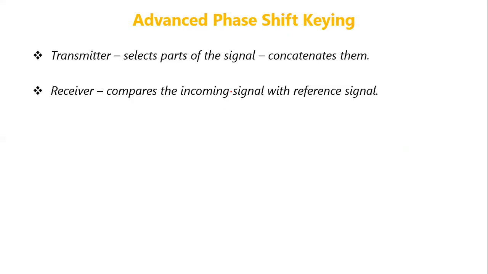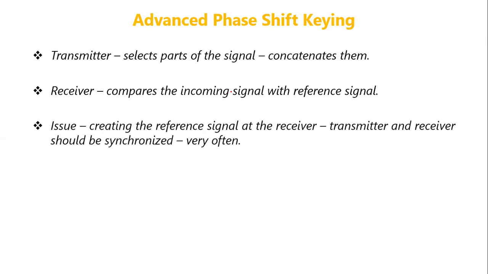But here there is a drawback, there is a problem. The problem is the receiver should know the reference signal. So creating the reference signal at the receiver end needs proper synchronization between transmitter and receiver frequently. Every time the receiver has to create the reference signal, the transmitter and the receiver should be synchronized very often. So this is the problem with this type of quadrature phase shift keying.